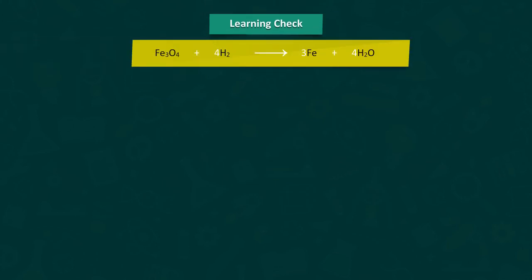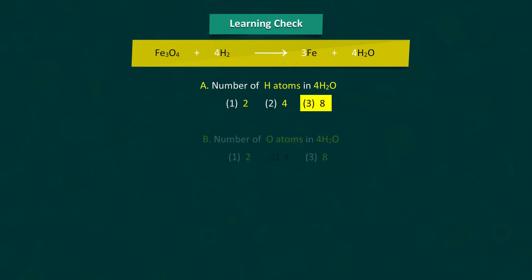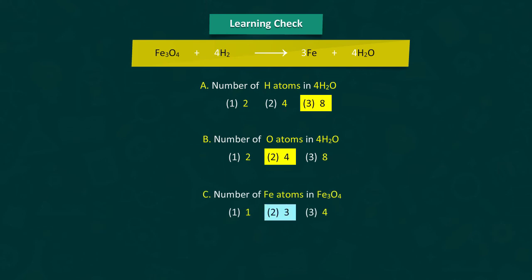Let's understand learning check. Ferric oxide reacts with hydrogen to form iron and water. Number of hydrogen atoms in 4H2O is 8. Number of oxygen atoms in 4H2O is 4. Number of iron atoms in Fe3O4 is 3.